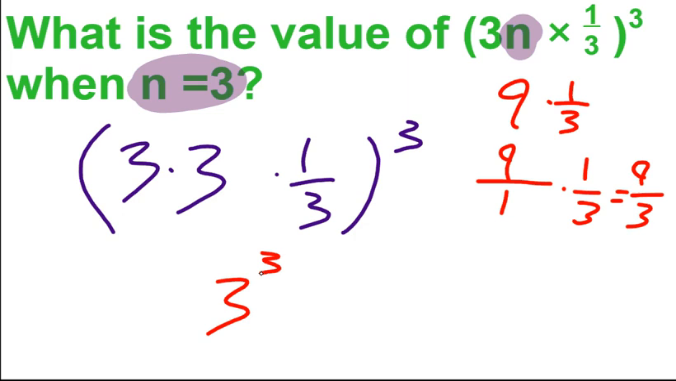So we would have 3 to the third power. Something to the third power, that's that number times itself 3 times. So 3 times 3 times 3. That gives us 27. Any questions on that?